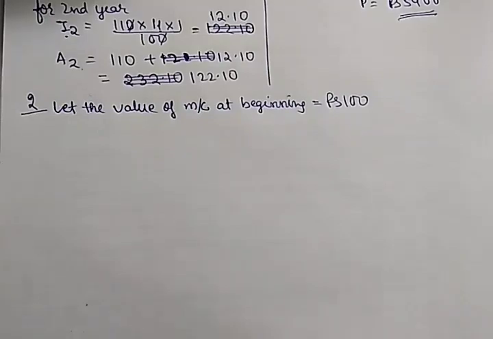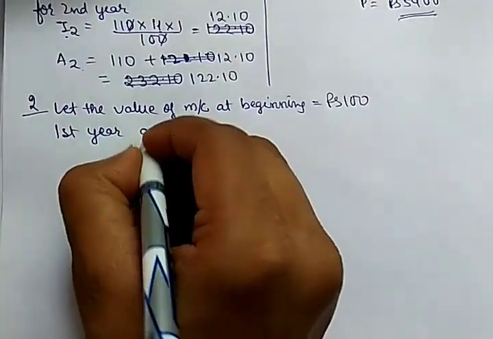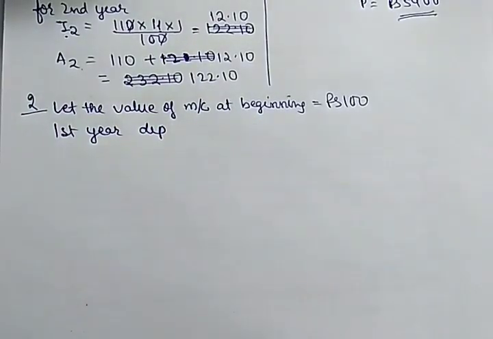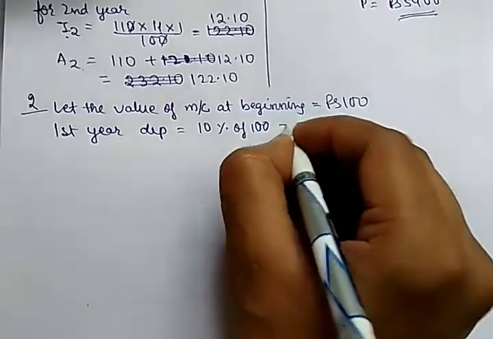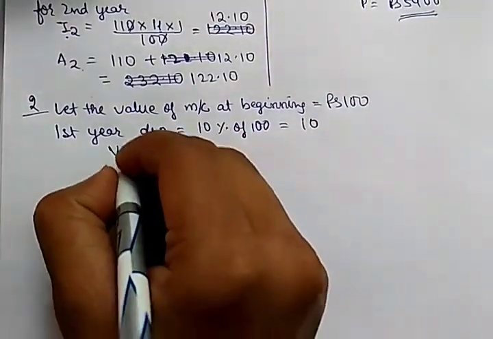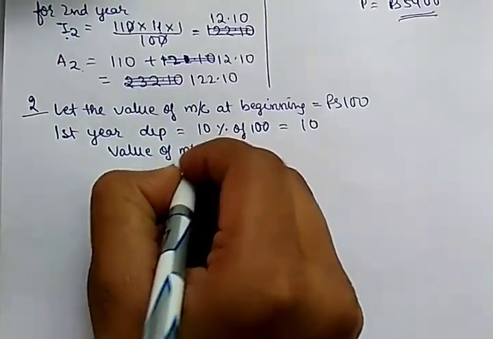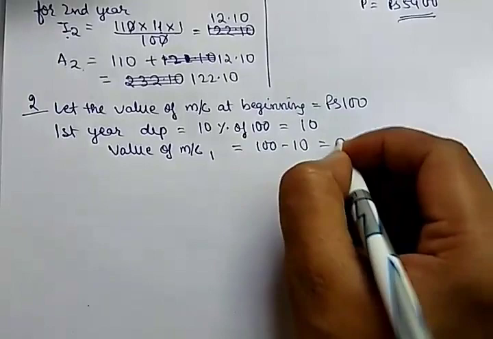So for the first year, the depreciation value will be 10%. It is given in the question. So 10% of 100, that will come rupees 10. This is the depreciation value. So the value of the machine at the end of the first year will be 100 minus 10, that is rupees 90.